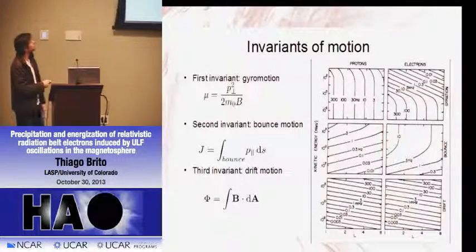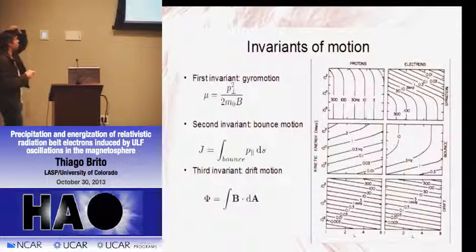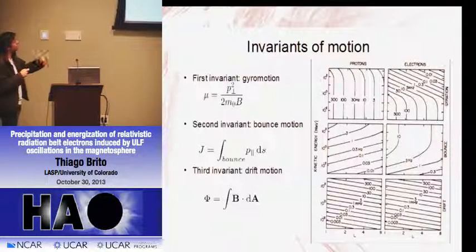So let me briefly introduce some theory and nomenclature here. When we talk about the radiation belt motion, it's important to talk about the three invariants of motion. The first is the gyro motion, which is related to the motion of the electron or the particle around its magnetic field line. And typically for electrons, the gyro frequency is in the kilohertz range. The bounce motion, which is related to the second invariant, is the motion between the hemispheres that the particle makes, and the typical frequency is in the hertz range for electrons. And the third invariant is related to the drift motion of the particle around the Earth, and its frequency is in the millihertz range.